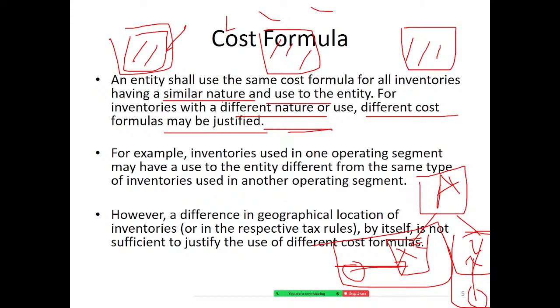However, a difference in geographical location of inventories or respective tax rules, meaning one particular country by itself, is not sufficient to justify different cost formulas, right? So here, if the items are interchangeable and similar in nature, they can choose the FIFO or WEM method, not LIFO. Otherwise they have to use a different method. Different method means what? Specific cost.